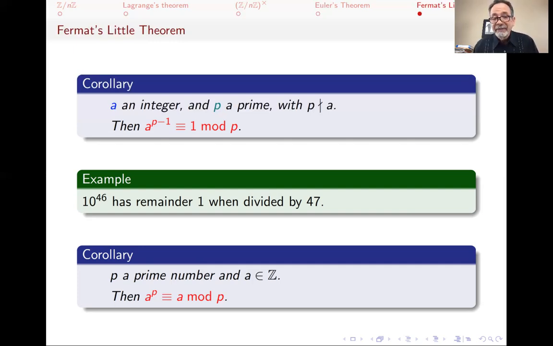If p does not divide a, then by the previous version of Fermat's little theorem, a to the p minus 1 has remainder 1 when divided by p. Then if you multiply both sides by a, you get that a to the p has the same remainder as a when divided by p. And so again, that follows from those basic congruence properties.